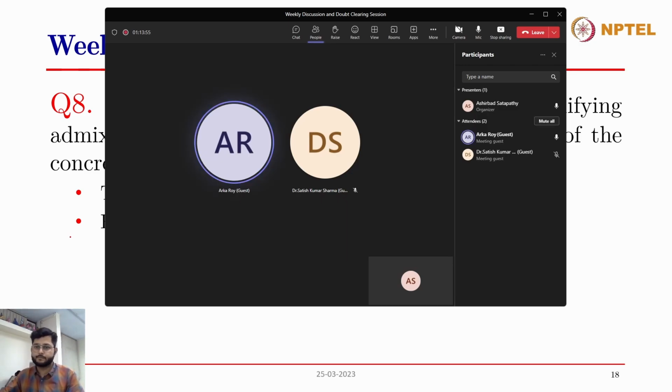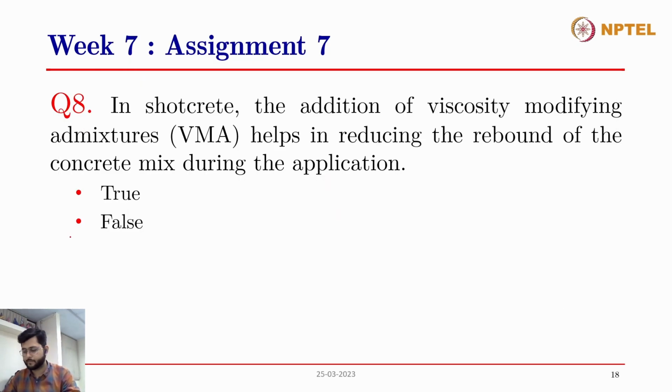Sir, actually it's true, because in shotcrete we are pumping the mortar through a nozzle, and in the nozzle we are applying viscosity modifying admixture, so that it makes the plaster more viscous, so that it does not fall off when it's stuck on the wall during application. Right. Thank you, Arthur. Yes, you've very rightly answered this question.